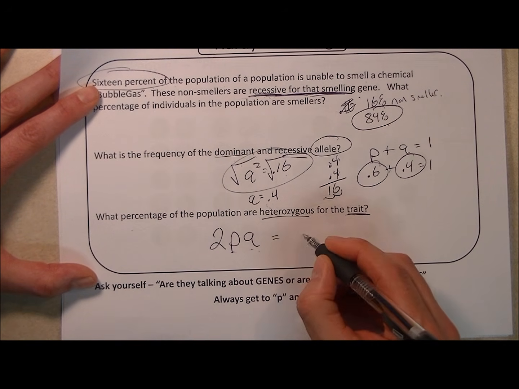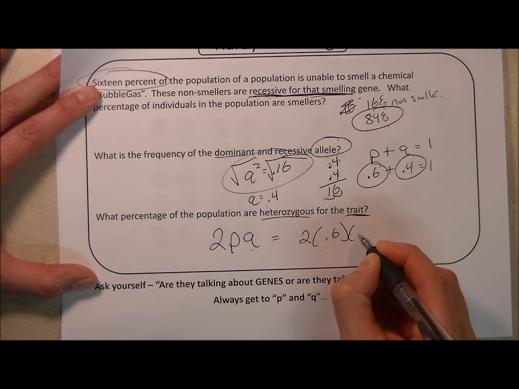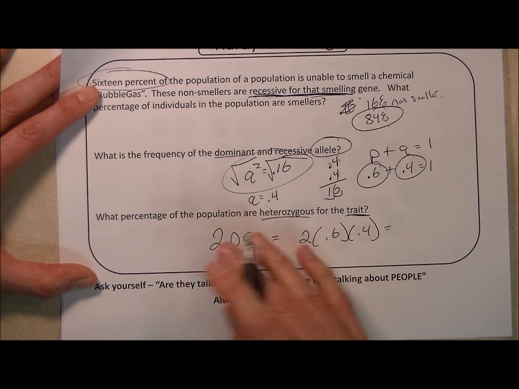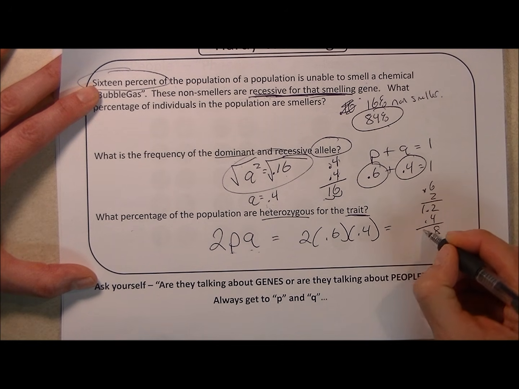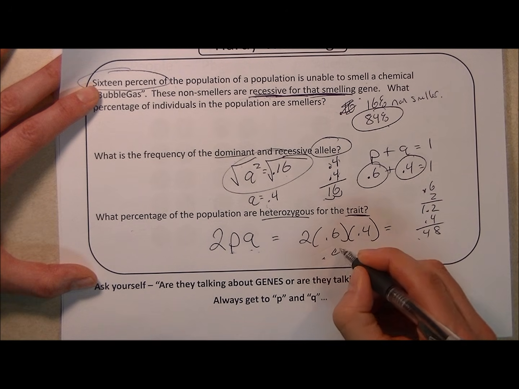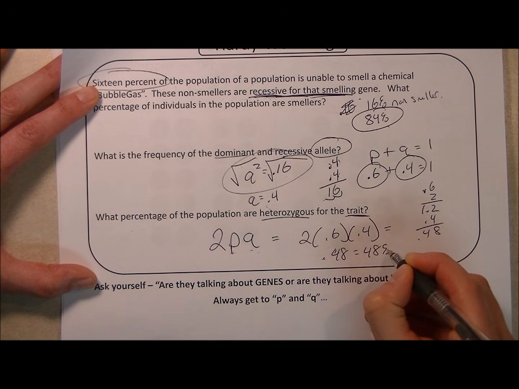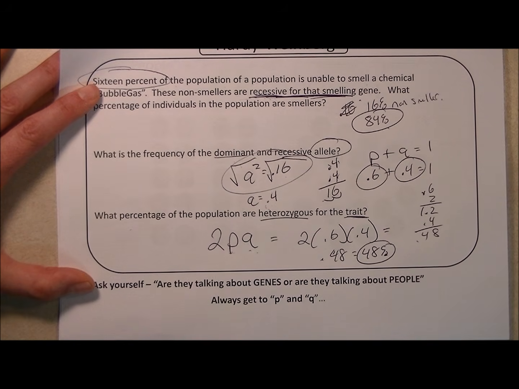So then I just take what I know. 2 times p times q. And then you can kind of solve that out. Let me see, 0.6 times 2 is 1.2, times 0.4 is 0.48. 0.48 or 48%. Okay, some basic math.